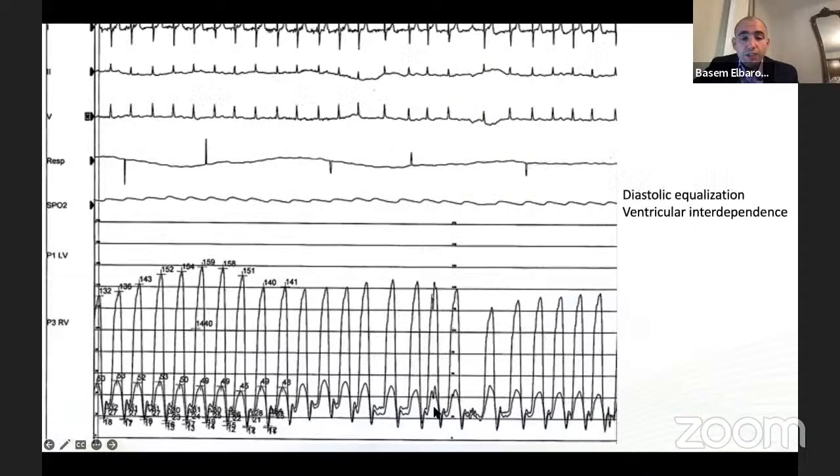There's also equalization of pressure, meaning that during diastole, the RV and the left ventricle diastolic pressures are very close to each other, with less than 5 millimeters of mercury difference. So those are all features of that early filling, and then pressures become stable or similar throughout in the vase. A more sensitive and important finding is ventricular interdependence.